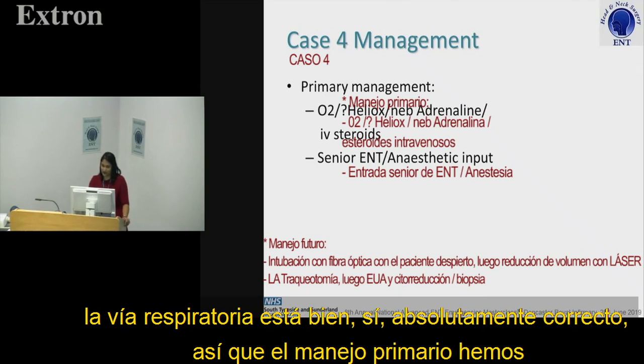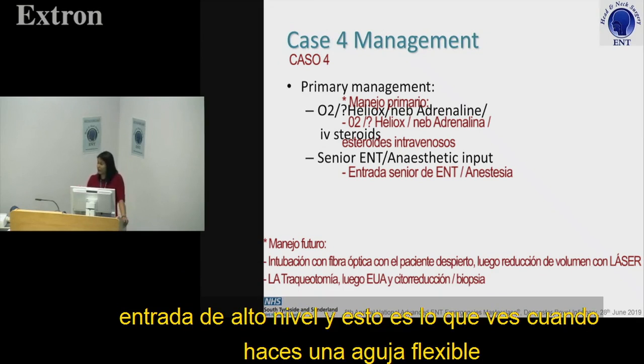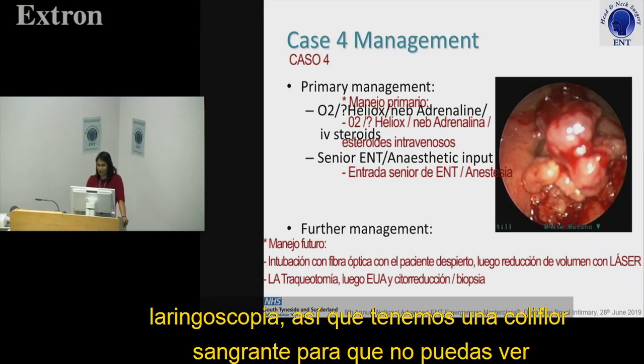Yeah, absolutely correct. So primary management, we've given the patient oxygen, some nebulized adrenaline, IV steroids. We've got our senior input coming in. And this is what you see when you do a flexible nasolaryngoscopy. So we've got a bleeding cauliflower.